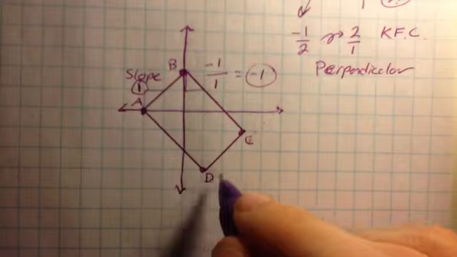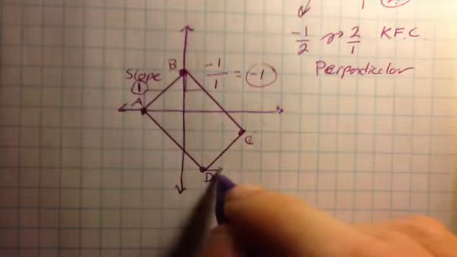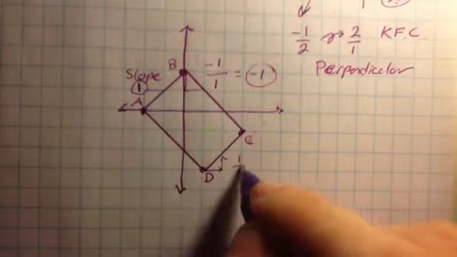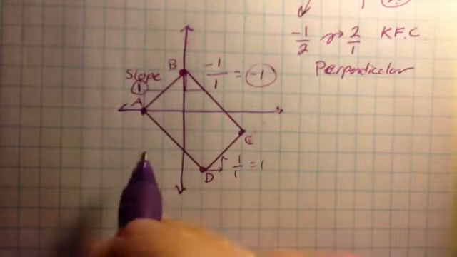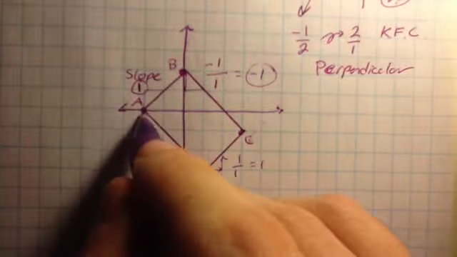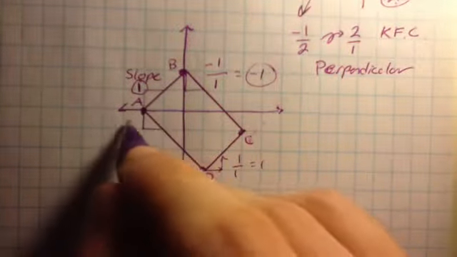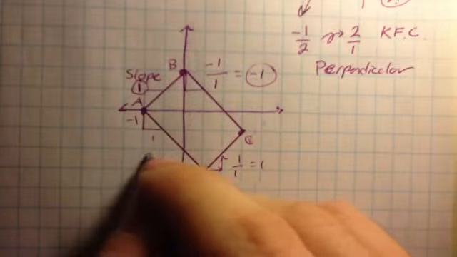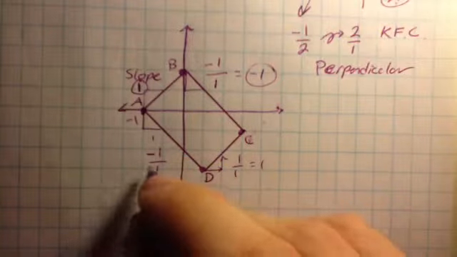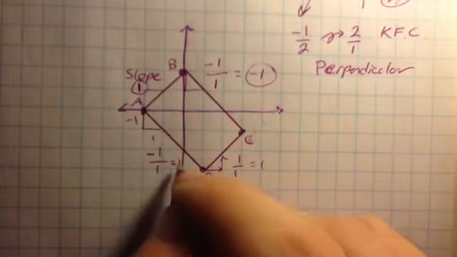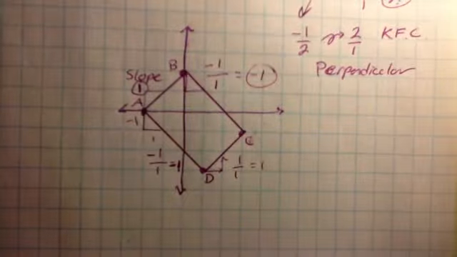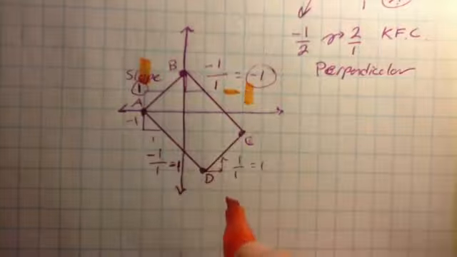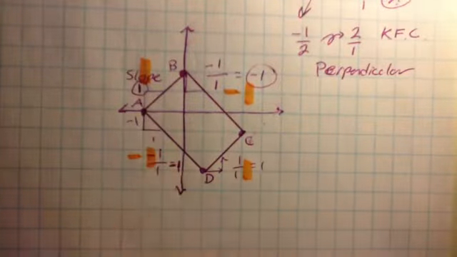From C to D, let's see, we're going over 1, up 1. So slope from D to C is 1 over 1, or just 1. And the slope from A to D, we've got to go down 1 over 1. So our slope is negative 1 over 1, or just negative 1. So just so we can see, let's put those slopes in orange. The slope here was 1, negative 1, 1, negative 1.